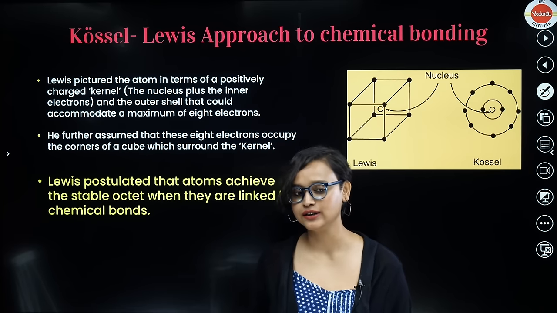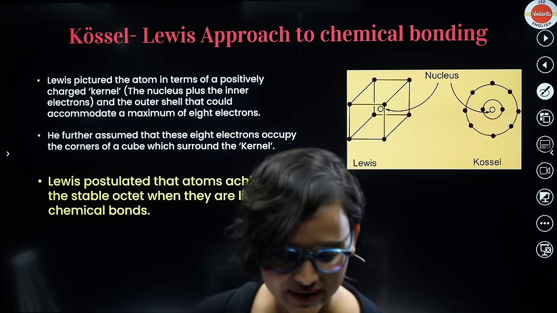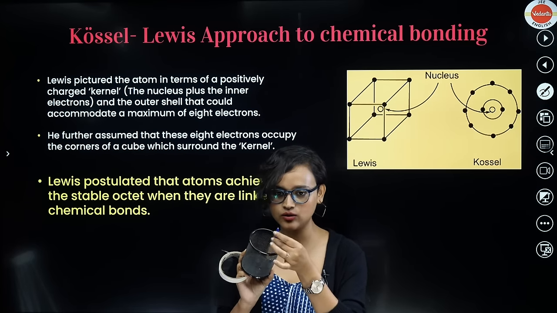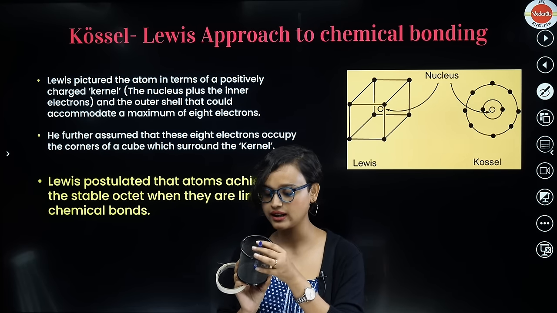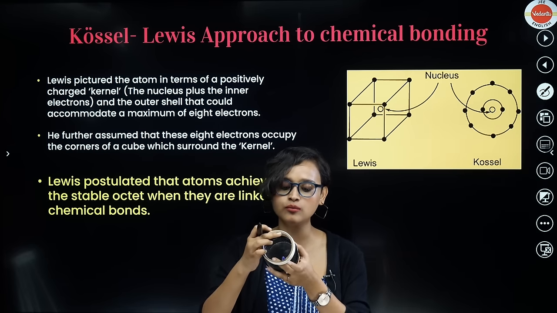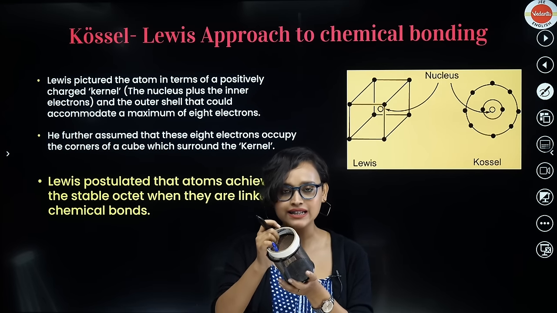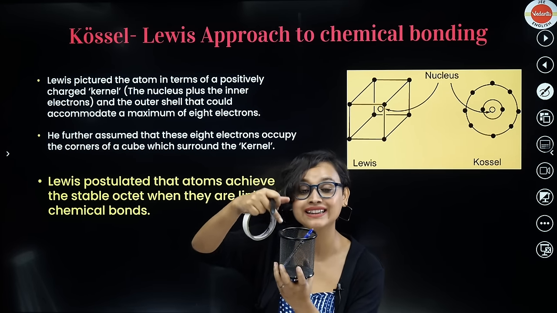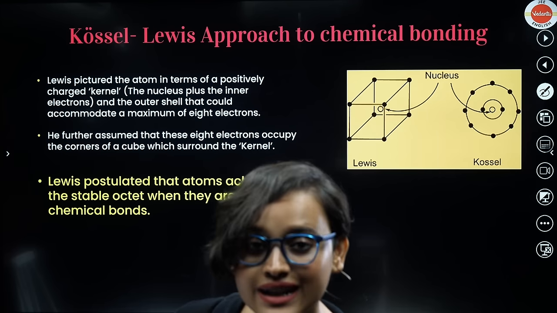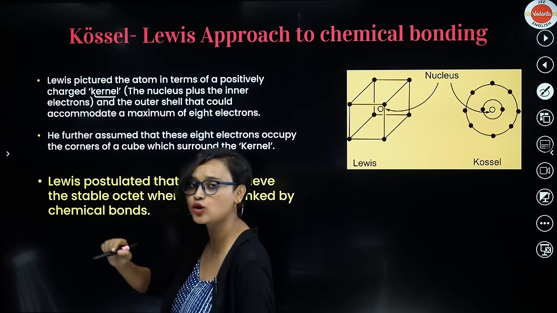So now Kossel says, let's not make our life too tough. You understand how the atom is, right? He said something like this. Take a look at it. Imagine that this is the nucleus. This blue pen is your protons, let's say. Protons and neutrons are inside, and these are the electrons that are revolving. And here is the outermost shell, this white part, where your electrons are roaming. So let's consider the nucleus and the inner electrons to be something called the kernel, K-E-R-N-E-L, as you can see right here. He started calling them kernel.